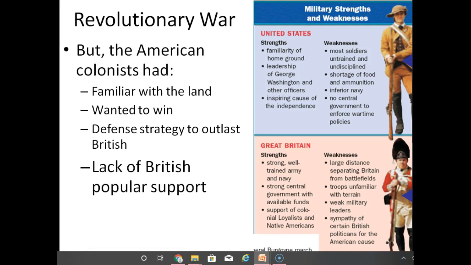And finally, there was a lack of British support back home. So people in Great Britain really didn't care about the colonies. They didn't understand why we were fighting this war. They didn't support it. They didn't want to spend money on it. So for them, they didn't have any reason to want to win this war.